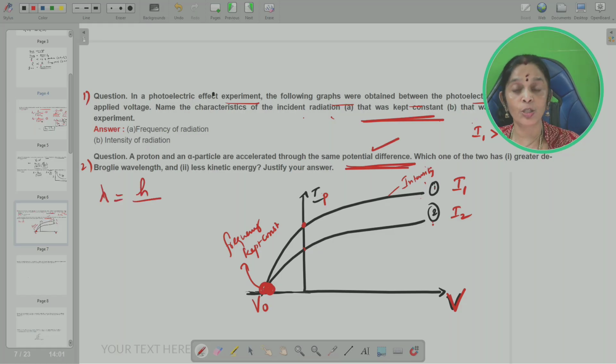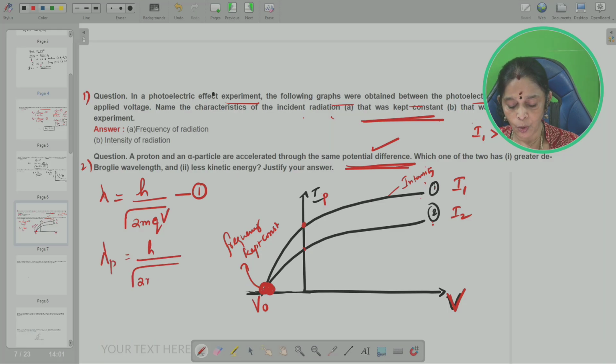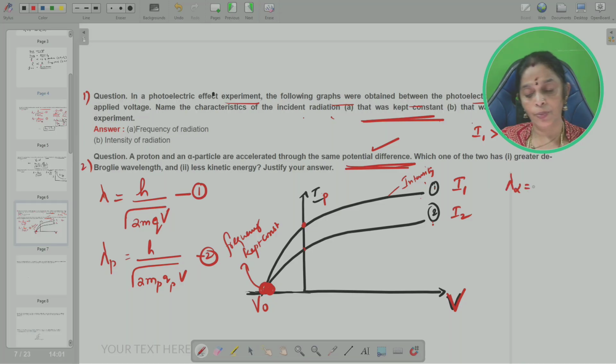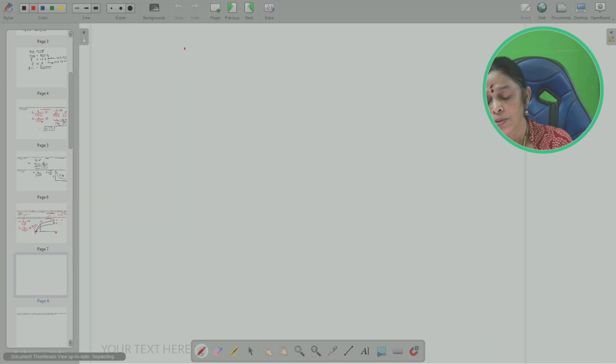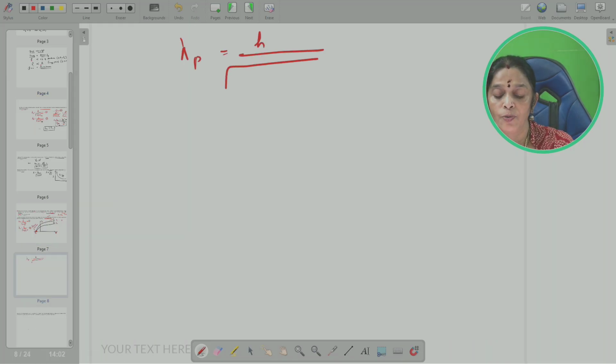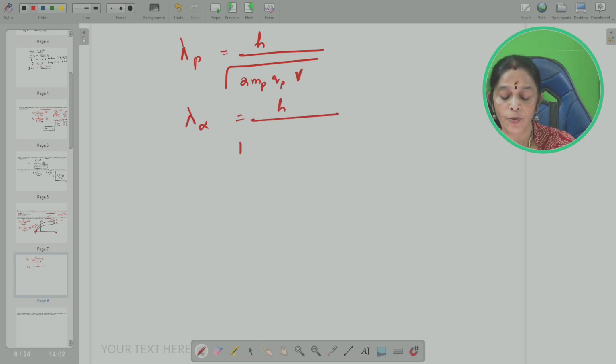So, lambda is equal to h by root of 2mEV, or you can say QV. If you write like this, you will get half a mark. For the proton and alpha particle, lambda proton is equal to h by root of 2m proton q proton into V. This is equation 2. What is lambda alpha particle? Lambda alpha particle is equal to h by root of 2m alpha particle q alpha into V.